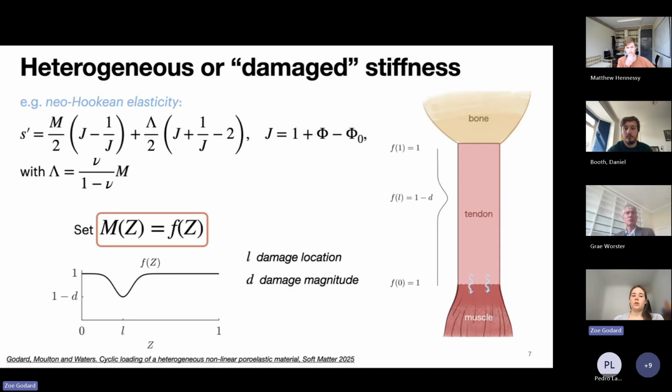And we're just going to locally decrease the stiffness with this inverted Gaussian. And so that's going to be characterized by damage location L. So I'm locally decreasing the stiffness at a location L by a damage magnitude D. And so L and D are two parameters that we can vary and see how that affects the poroelastic response.